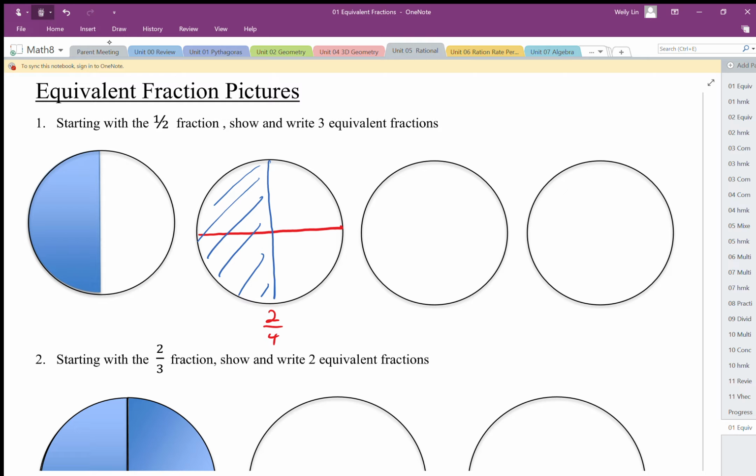And to go from the 1/2 fraction here to here, we times by 2, to times the top by 2, and we times the bottom by 2. Okay, and this keeps the same ratio.